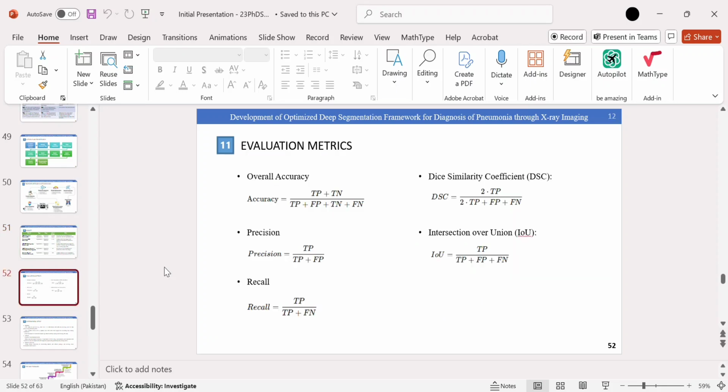These are the evaluation metrics that we can work on: accuracy, precision, recall, dice score, and intersection over union. Dice coefficient and intersection over union are for the segmentation task. The Dice similarity coefficient is basically the measure of the overlap of the actual and the predicted output. And intersection over union is basically the ratio of the intersection of the predicted and the actual segmented output over the union.